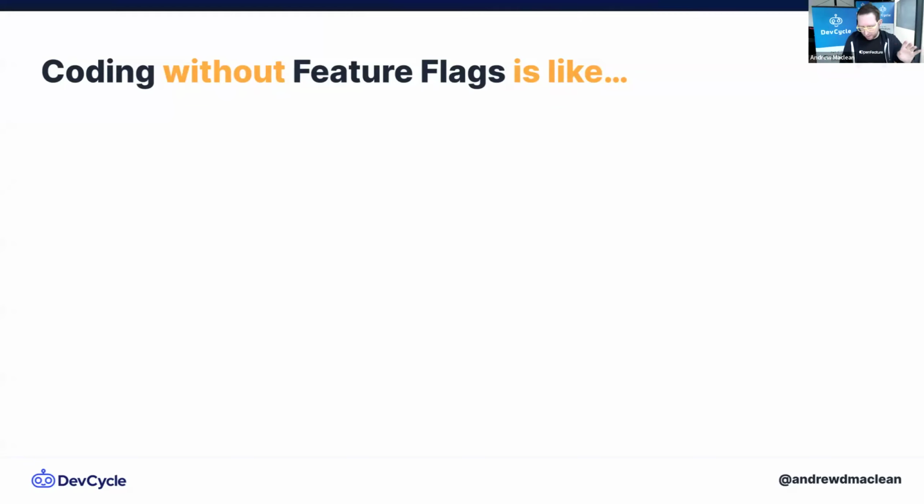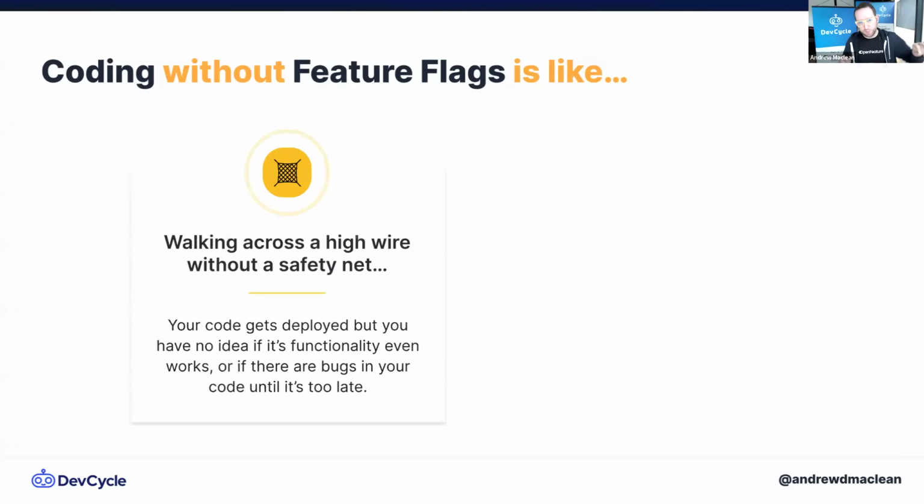And here's a great analogy, or at least maybe it's just an analogy, and I'll let you determine if it's good or not. Coding without feature flags is like walking across a high wire without a safety net. Even if you've done everything right and you've tested in staging and in your testing environment, you really have no idea about functionality working in production until it's too late. And if those bugs are there, then you're in a rough position if you want to get back without having to do a full deployment.